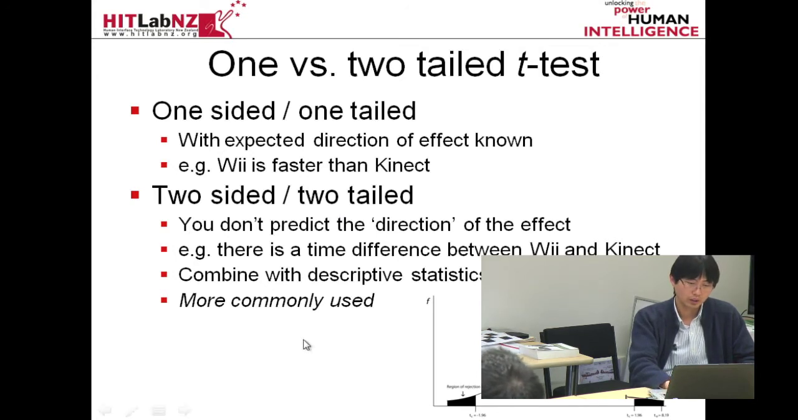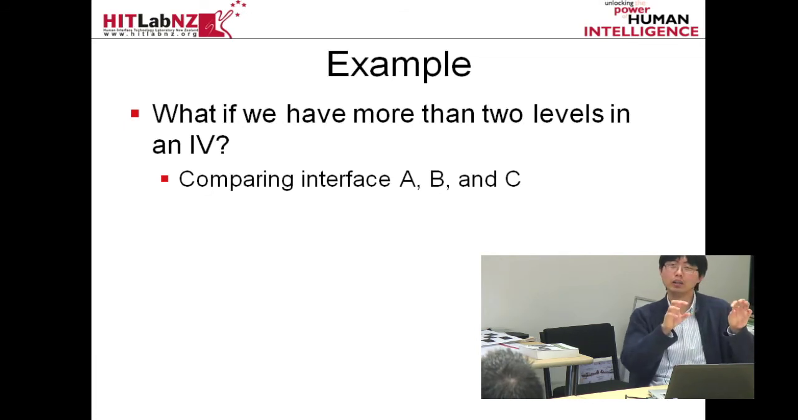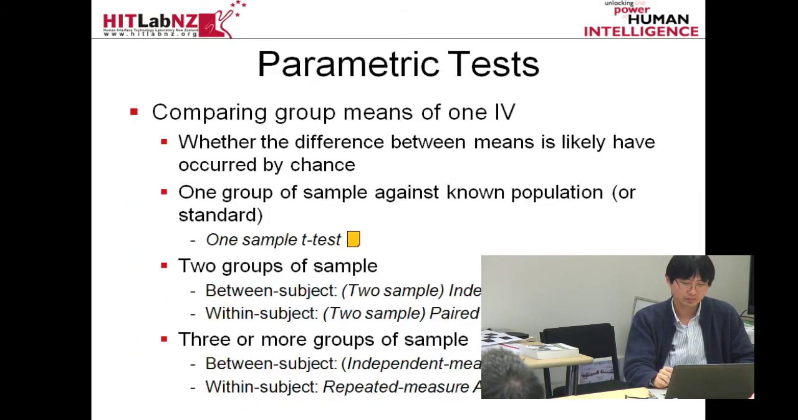So, another example. What if we had more than two levels? Say, again, the independent variable is type of interface. But in this case, not only interface A and B, but we had three different interfaces, A, B, and C. In this case, what would you choose to use? A, B, and C, if it was within subject, it should be repeated measures ANOVA. If it was between subject, it should be one-way ANOVA.